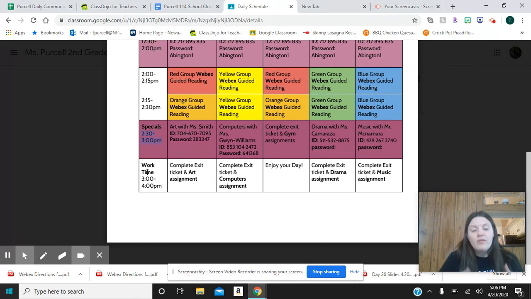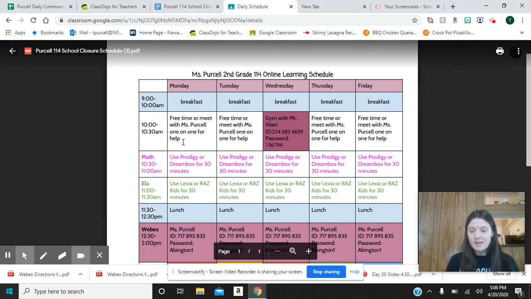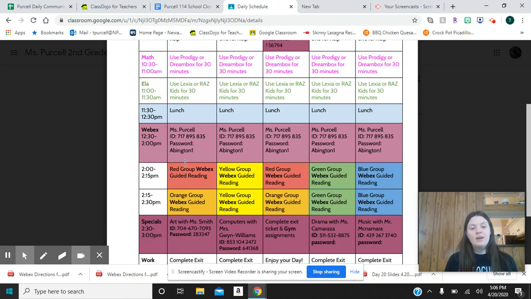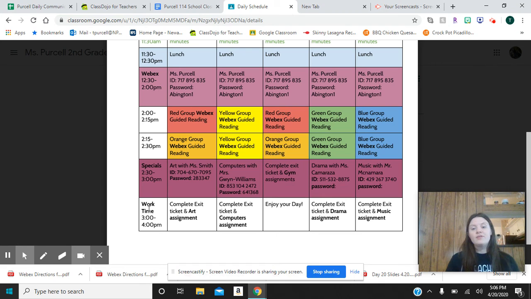However much time they need is fine. But this is when they should be completing their exit tickets and their art and the assignment from the specials they had that day. I'm noticing students are completing exit tickets really early in the morning before we even talk about the subject. So they're getting a lot of things wrong because we didn't have a chance to talk about it. So I would suggest doing the exit tickets here after they're done with all their work from that day.